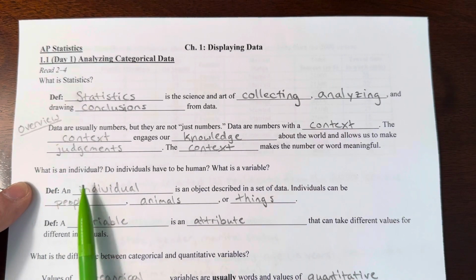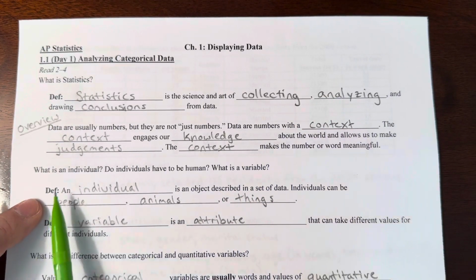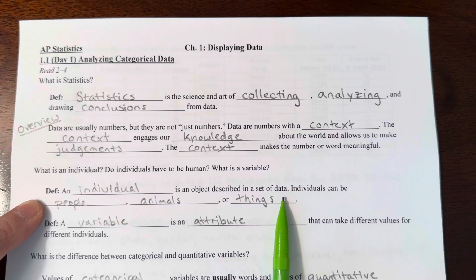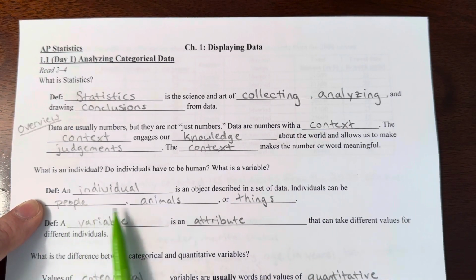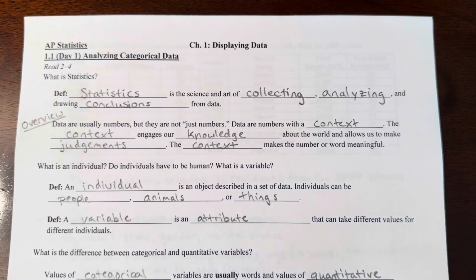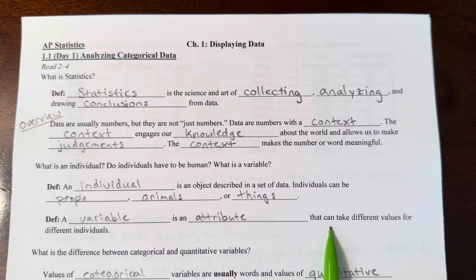So what is an individual? Do individuals have to be human? And what is a variable? So our first definition, an individual is an object described in a set of data. Individuals can be people, animals, or things. They do not just have to be human. And a variable is an attribute that can take different values for different individuals. So an attribute or a characteristic.